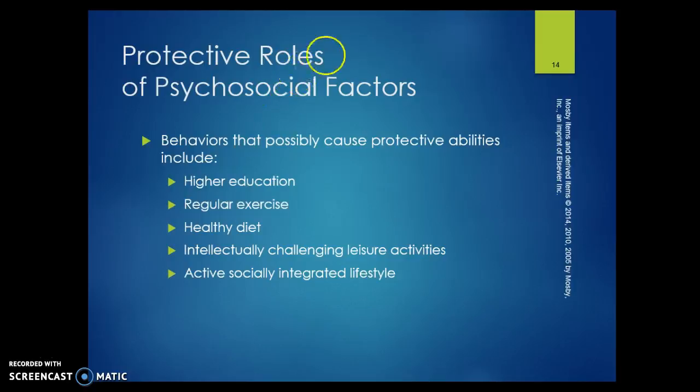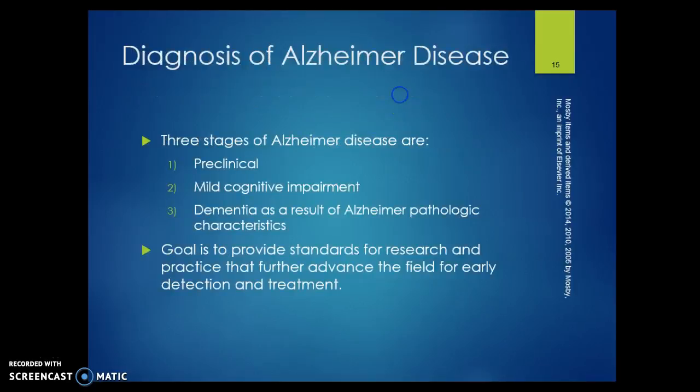So having close people in our lives, doing things socially with others, and having those connections are all things that have been shown to be protective factors against Alzheimer's. So your 3 stages are preclinical, mild cognitive impairment, and dementia as a result of Alzheimer's. Remember, in mental health, when I covered this, we did the early, middle, late stages.